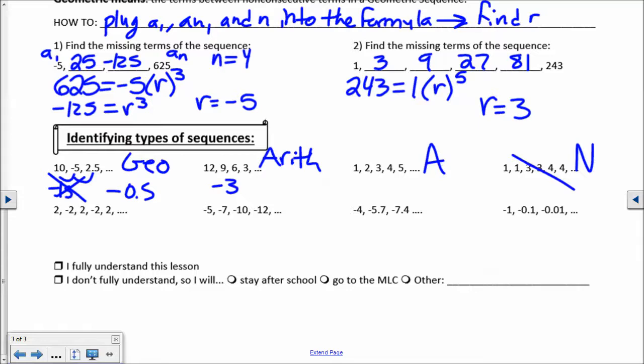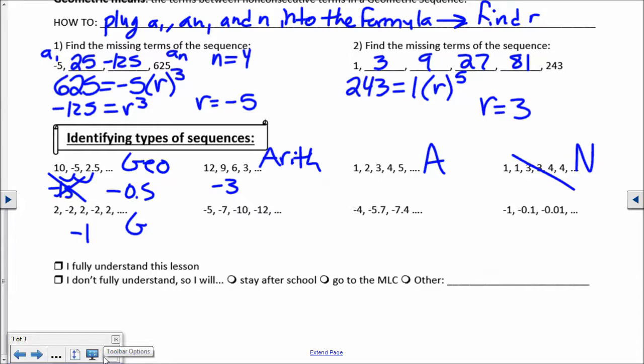That's negative 1. What am I multiplying? Negative 1 times negative 1, so that's geometric, so I'm multiplying by negative 1 each time. So that's the next one.